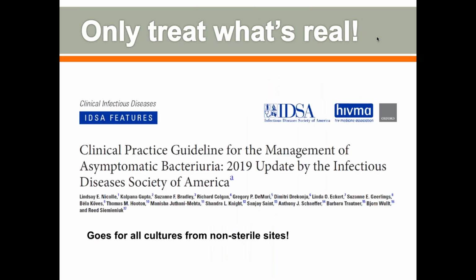Talking a little bit about when to treat and when not to treat. This is just a little slide showing the very recently released clinical practice guidelines for asymptomatic bacteriuria treatment. Essentially, to summarize for you, there are very, very few cases in which you should be treating asymptomatic bacteriuria, and that applies to all non-sterile sites. Of course, if you have something in the blood or something from the cerebrospinal fluid, that's something you need to treat. But from non-sterile sites, you can grow lots of things that don't necessarily need to be treated.